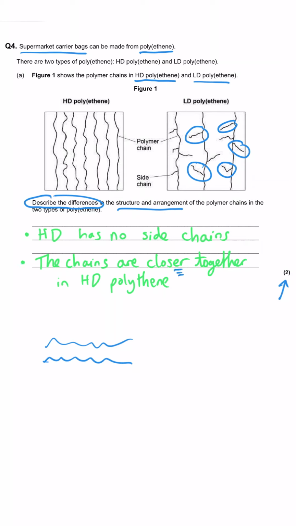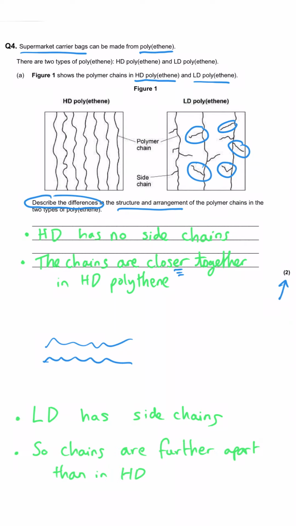You could obviously have come at this from the other angle and said that low density polythene has got the side chains and therefore can't pack together so closely. You could come at it from that complete opposite angle. The important thing is that you are covering these 2 key points, focusing on the comment about the structure and the effect that has on their arrangement.